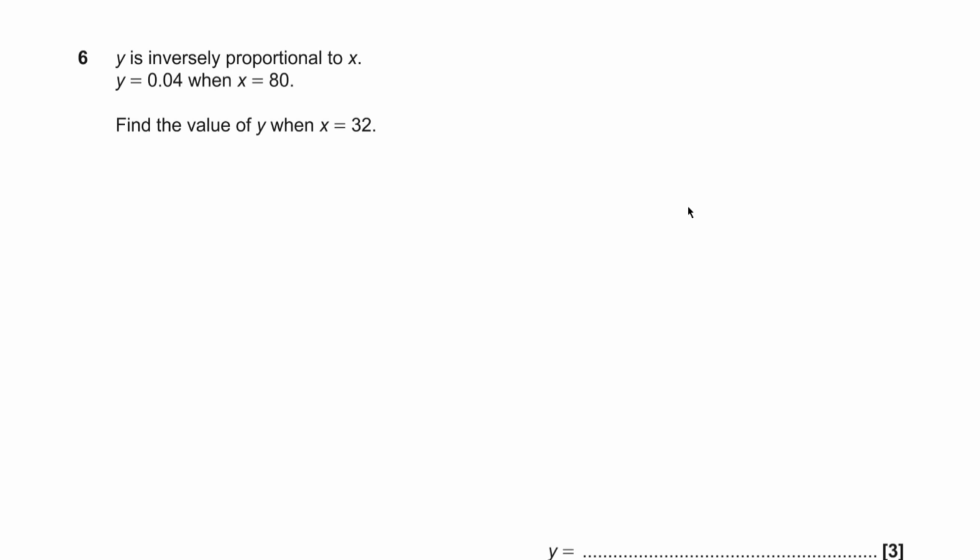Question number 6. Y is inversely proportional to x. Y is 0.04 when x is 80. We have to find the value of y when x is 32. Well, if y is inversely proportional to x, that means that y equals k over x.